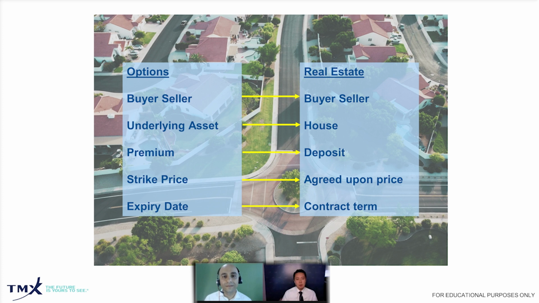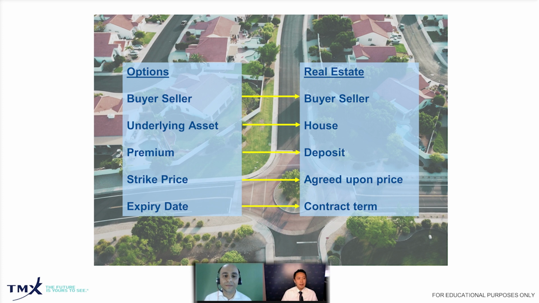In a real estate transaction, you have the house in question, the property. Well, that is what we call the underlying asset. So the underlying asset can be a stock, it could be an ETF, it could be an index, it could be anything that you can think of. But most important of all, it has to be a tradable product on the exchange.